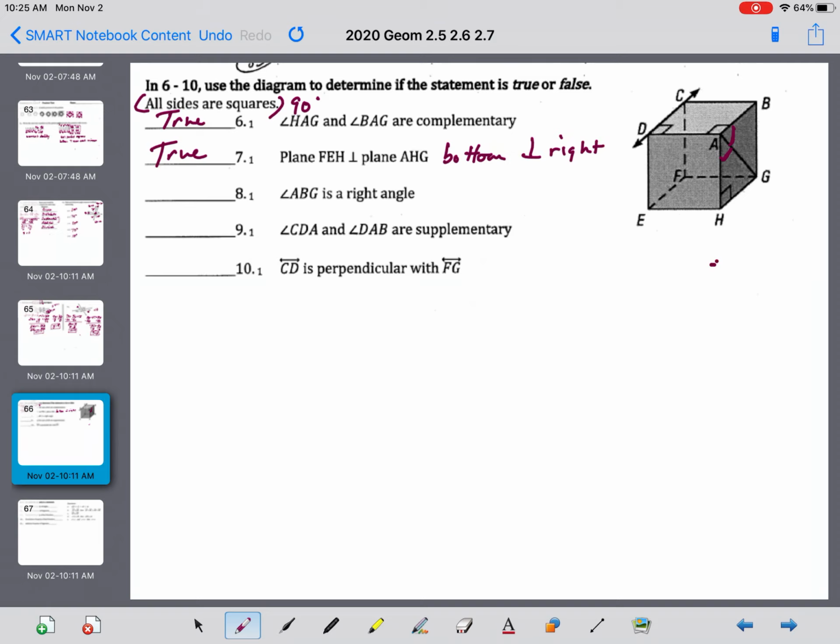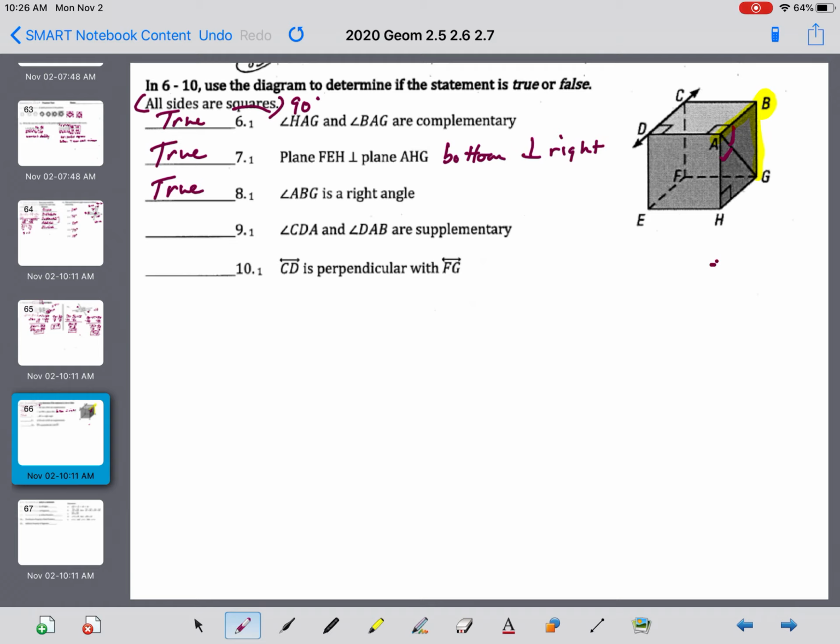Angle ABG is a right angle. ABG, if we follow it, goes out to here. It's this angle back here by letter B. It's on the right side again. And if these are all squares, this word square here gives us a lot of 90-degree stuff. Earlier in this unit, we had some 90-degree ones that we said false to because we weren't guaranteed that they were 90 degrees. But having squares does a lot to give us 90-degree angles.